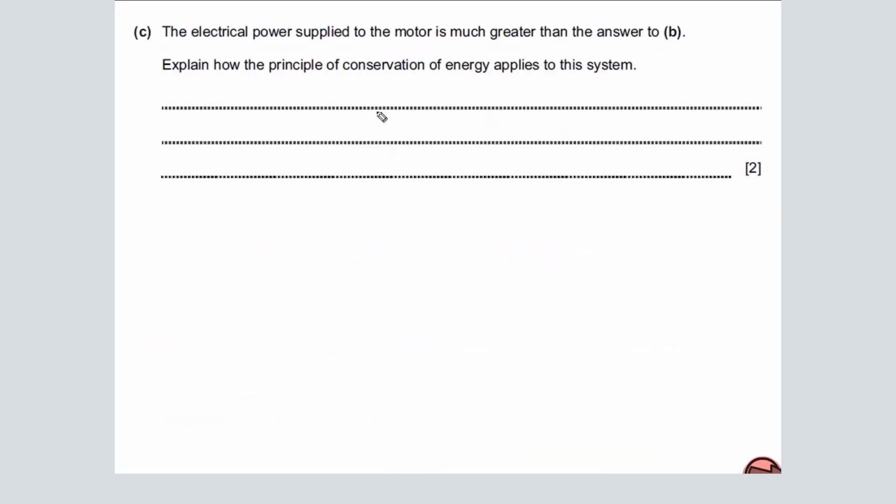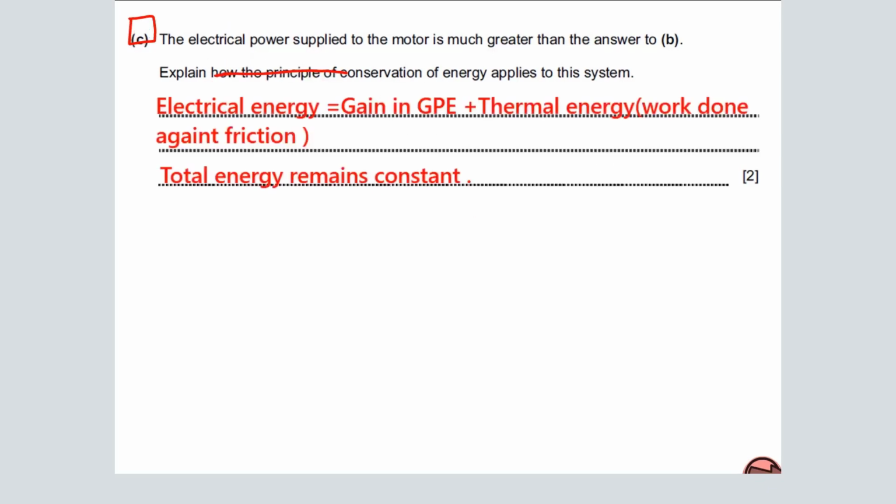Okay, next part. Part C is asking us to use the law of conservation of energy. Explain how we can use the law of conservation of energy in this given situation. It's quite straightforward. Electrical energy means the total energy in the law of conservation of energy. We simply understand that total input energy has to be equal to total output energy.